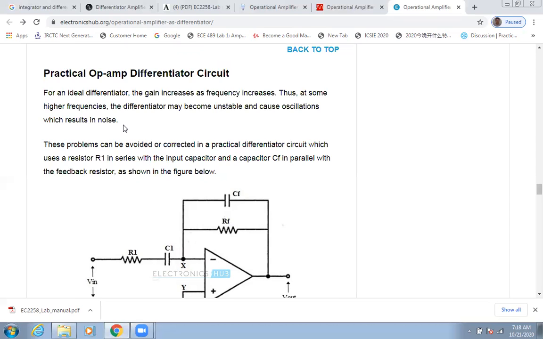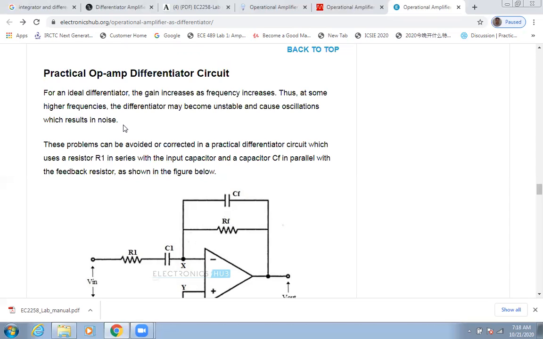So, to avoid these two conditions, that is instability and noise, we have to shift from the ideal differentiator to a practical differentiator circuit.